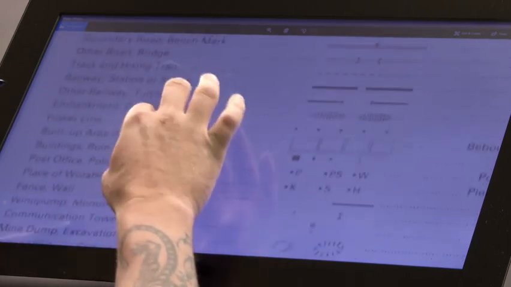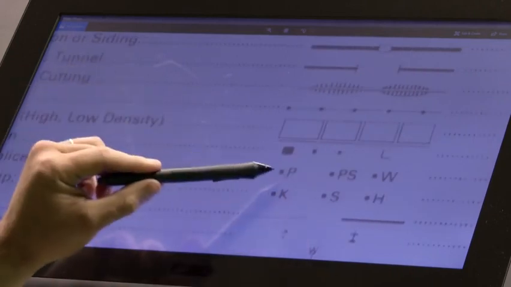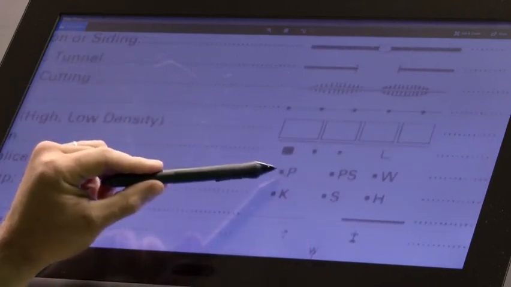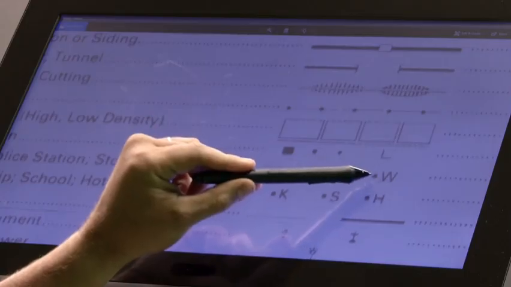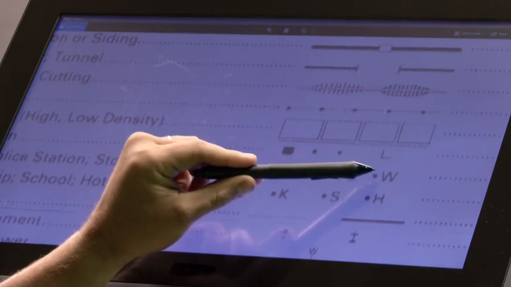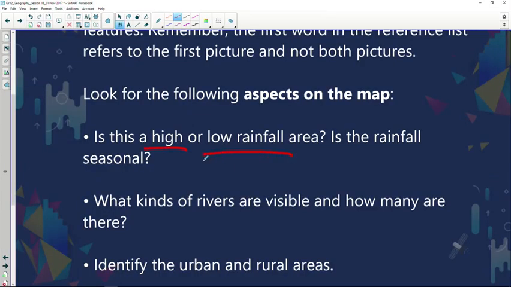To represent a post office, there is the key being used for a post office. That's the key for police stations. And that's a store. It's a W. It means a winkel in Afrikaans. It's like a shop. Now, what we can also pick up from the map, we can determine if it's a high or low rainfall area, or if the rainfall is seasonal. Now, a high rainfall area is an area that receives a lot of rainfall.